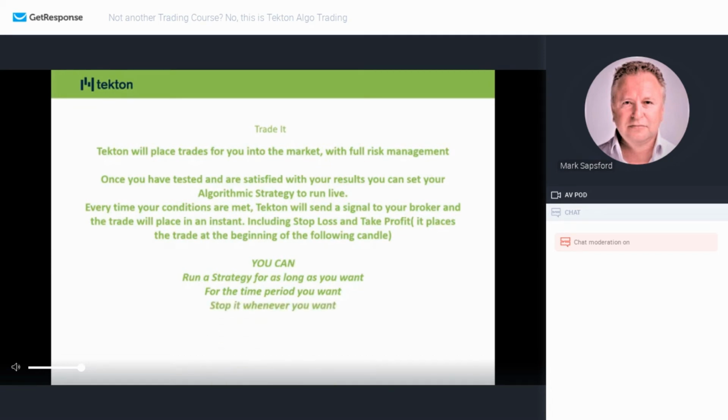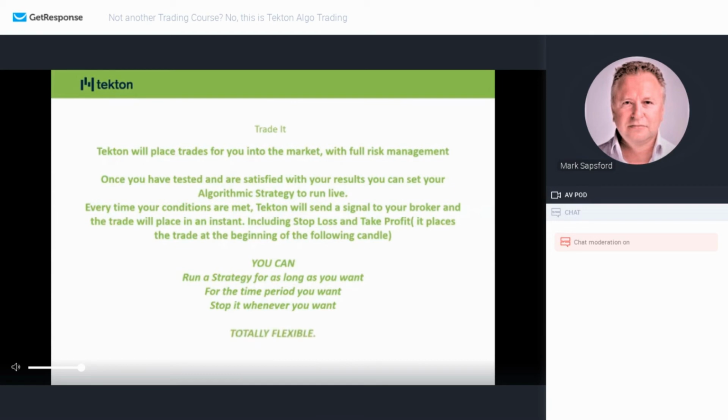You can stop your strategy whenever you want. You just simply click stop trading, and that will stop your trading strategy from triggering or executing any more positions until you say otherwise. Anything that's running live in the market, however, will need to be closed manually by yourself or left to run to stop loss or target.